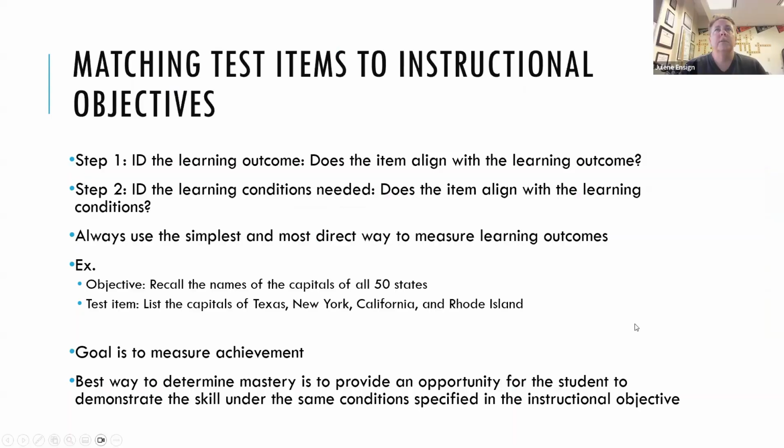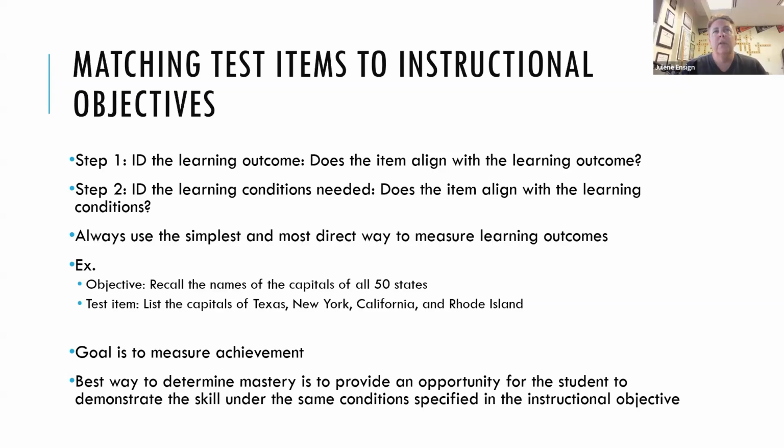So how do we match test items to the instructional objectives? And why is this important? Well, we just talked about how to write good objectives, but then we also need the test to align with that. That's what gets us back to that content validity that we talked about in the previous chapter. So I need to know what my learning outcome is. Does the item that I wrote for my test item align with the learning outcome? What do I want students to know and be able to do?